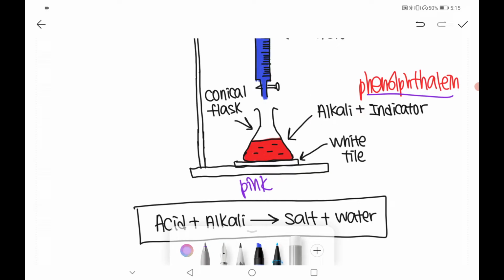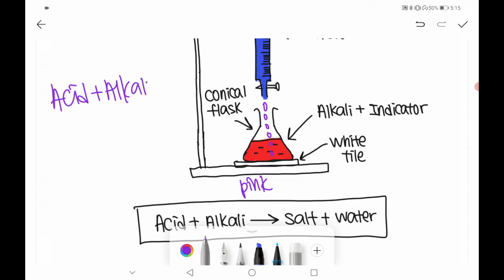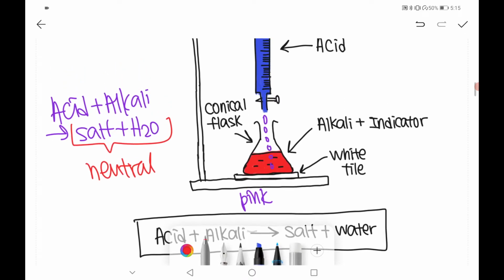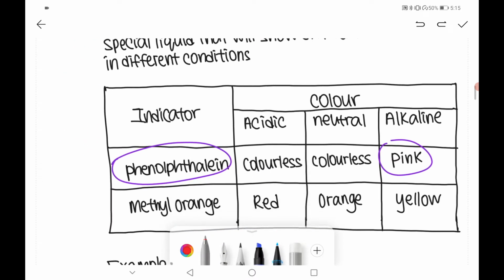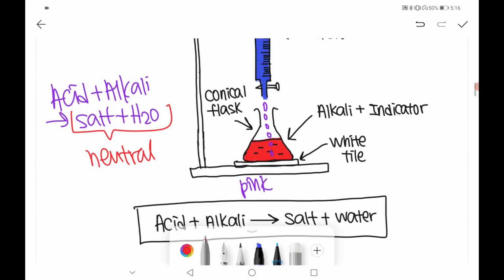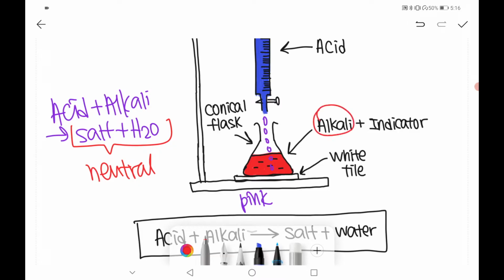So now what happened? When we open the tap here and the acid goes in, the acid will react with the alkali. When acid reacts with alkali, it produces salt and water. Salt and water are neutral. So now the alkali will become neutral. In neutral condition, what is the color of the phenolphthalein? It is colorless. So when the acid goes in, it reacts with alkali, producing salt and water, which is neutral.